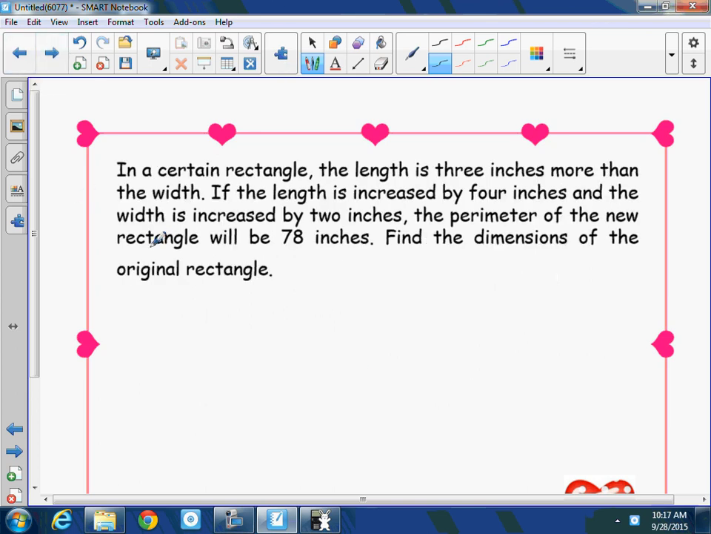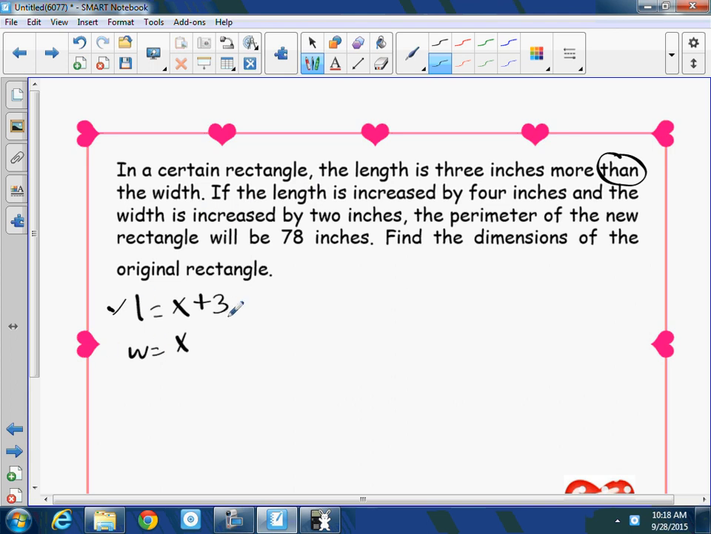In a certain rectangle, the length is 3 inches more than the width. So I have info about the length, which means that I probably won't have info about the width. So the width is x. 3 inches more than, that's your backward words. So the length would be x plus 3.